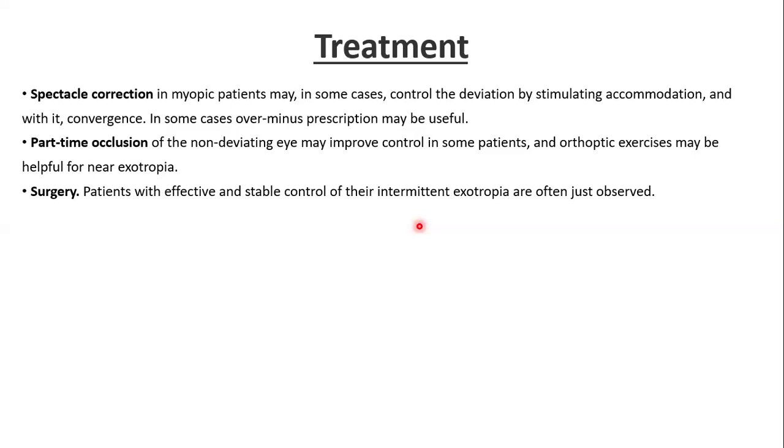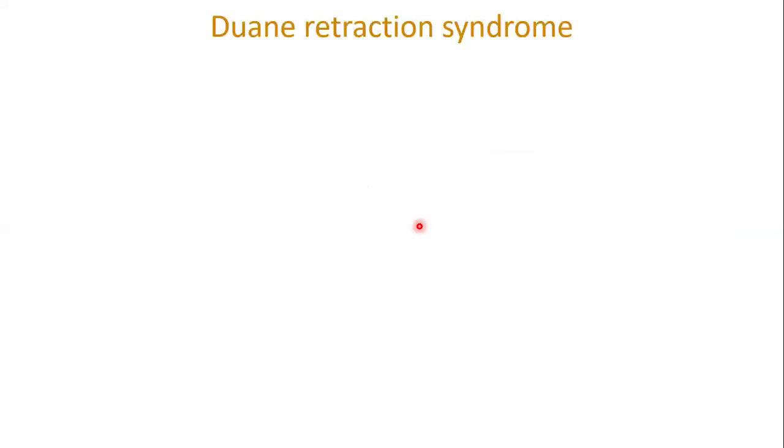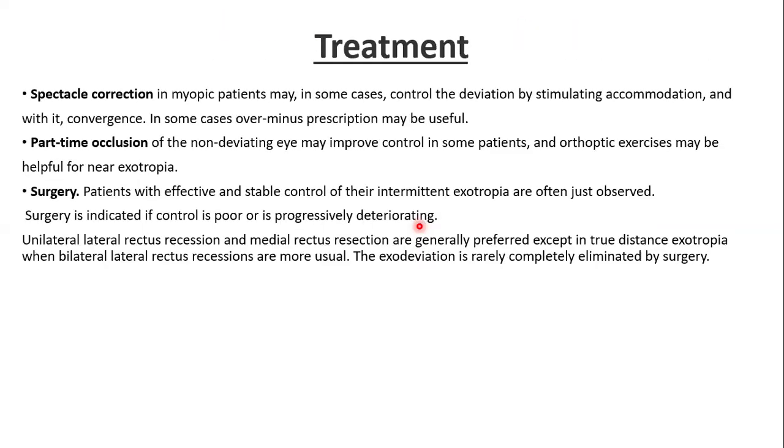Long-term results of both surgeries are the same after 2 years, but before 2 years, unilateral recess-resect usually gives better results. How to decide: if the patient has unmaintained fixation in one eye, then you can do unilateral recess-resect. If the child has alternate fixation, then you can do either unilateral recess-resect or bilateral lateral rectus recession. Okay, I think I would stop here.